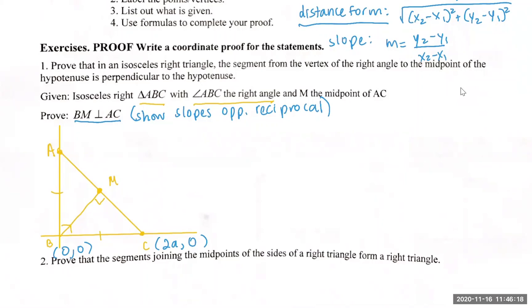If this is an isosceles right triangle, you guys, what is the coordinate point for A? What's the coordinate point for A?